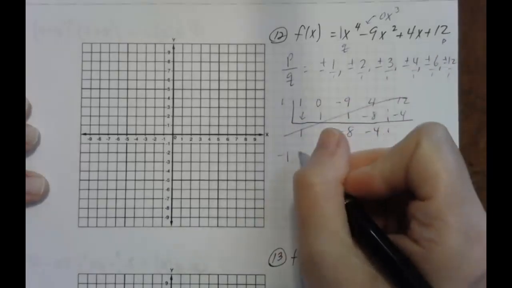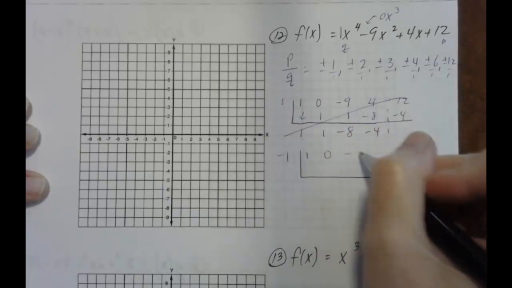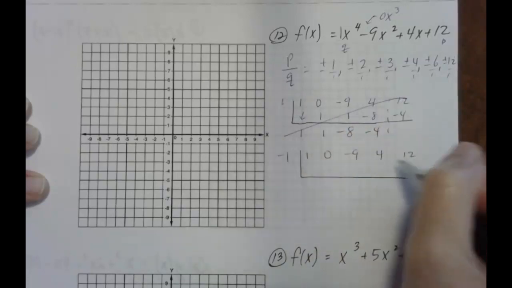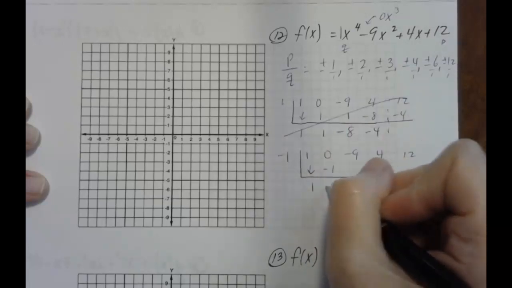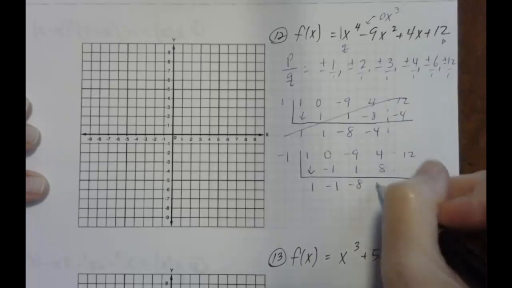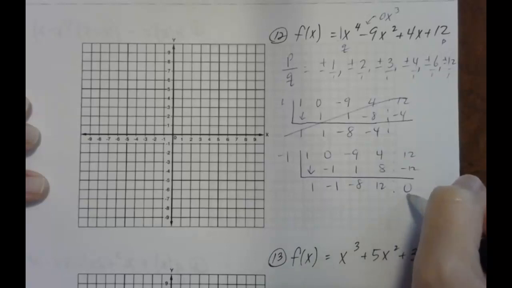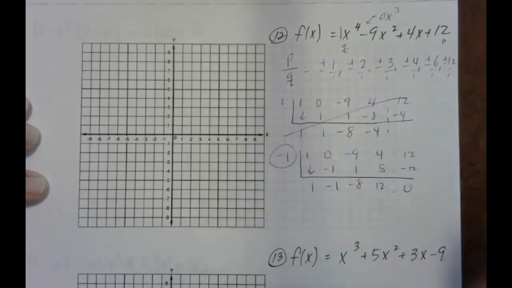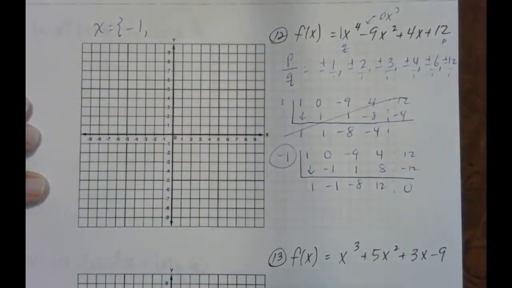Let's try -1. It looks promising. Same numbers again, 1, 0, -9, 4, 12. So bring down and multiply and add. Guess what? I think we got a winner here, and we do, because that's a 0. So therefore we know that x has to equal -1. That is one of our zeros for this particular function.